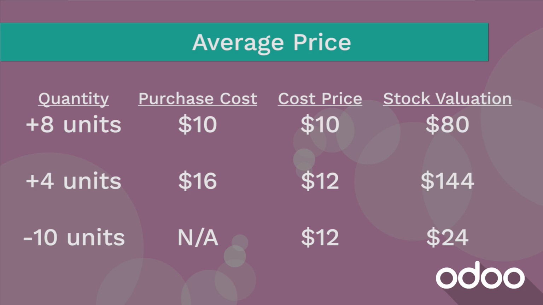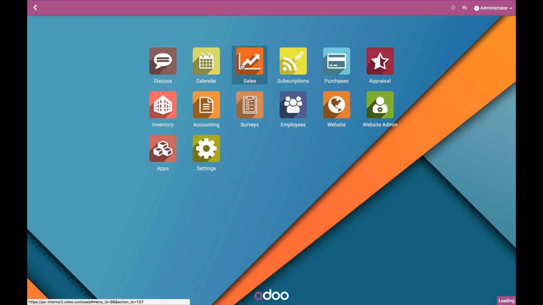In this example, because we had 12 units with a total value of $144, the system values each unit at $12. Therefore, when we sell 10 units, the value of our stock is reduced by $120, and the remaining units will be valued at $12 each for a total of $24. Now let's run through this flow in Odoo.